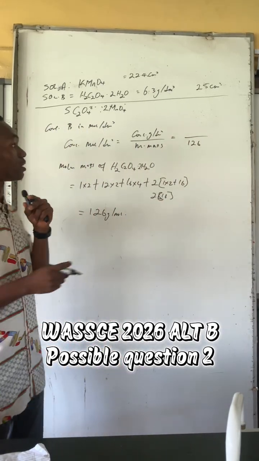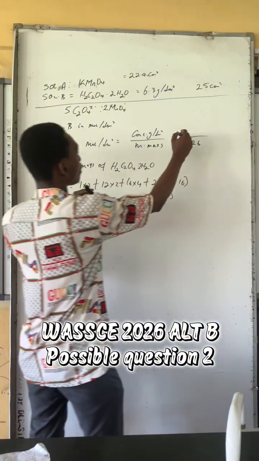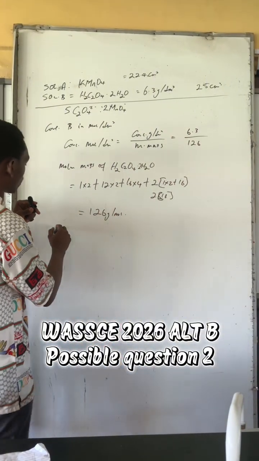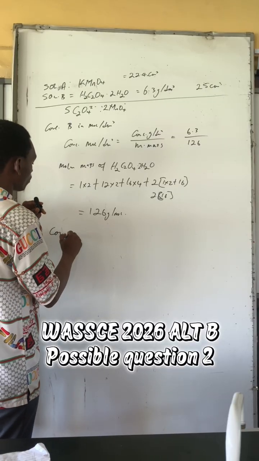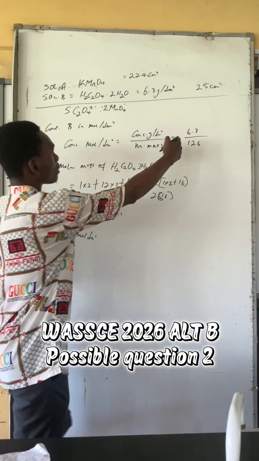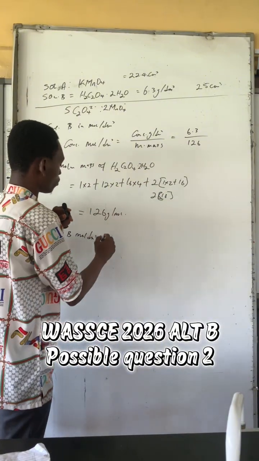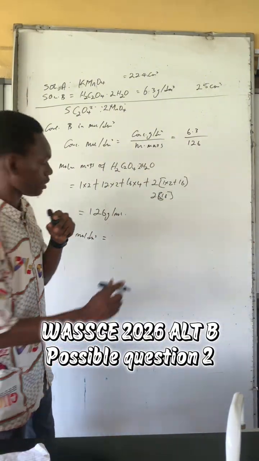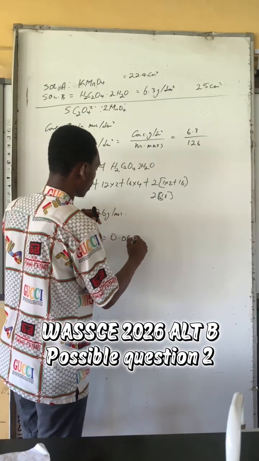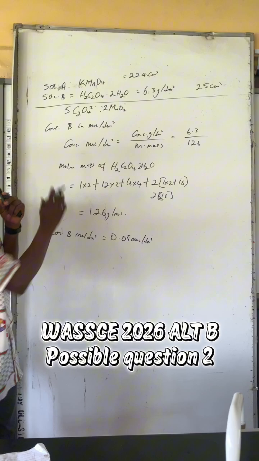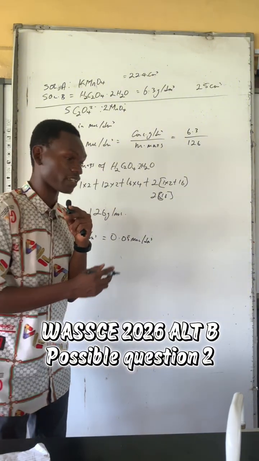And the mass concentration given to us there is 6.3. Now, if we simply do that, our concentration of B in mole per dm cube is 6.3 divided by 126. That simply gives us 0.05 mole per dm cube of B. Very easy, right? Very straightforward.